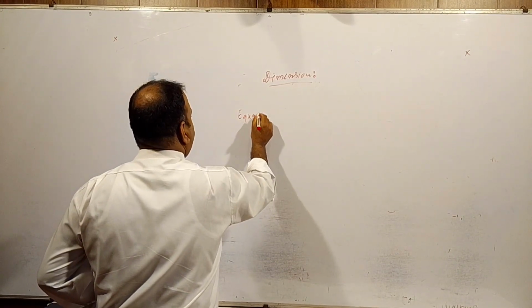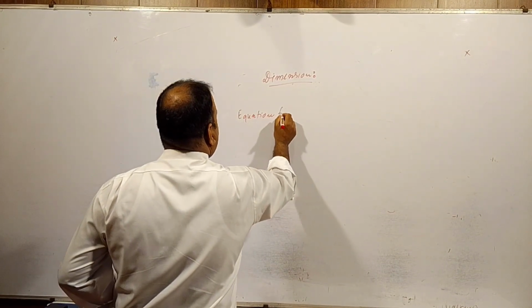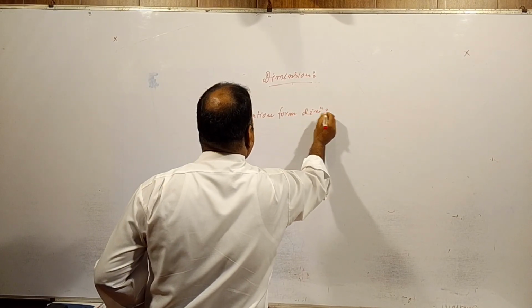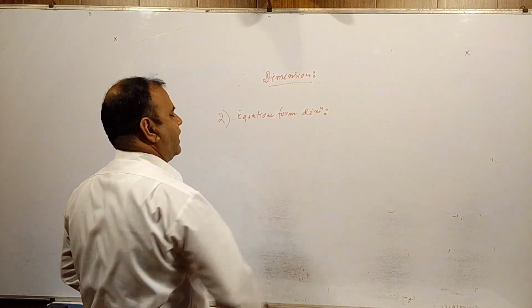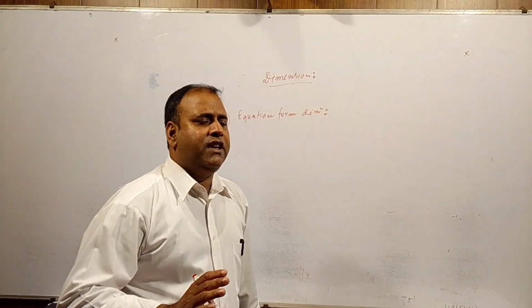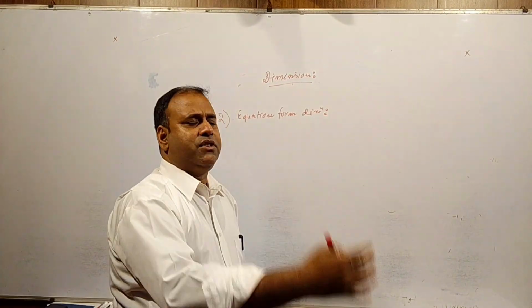Equation. Equation number 2, equation form dimension. Suppose one equation is given to you. So from the given equations, how can we calculate the dimension?